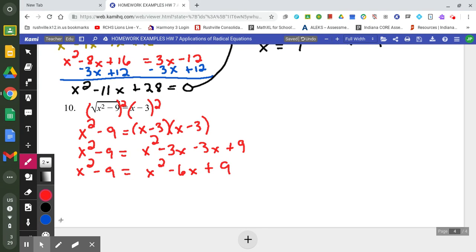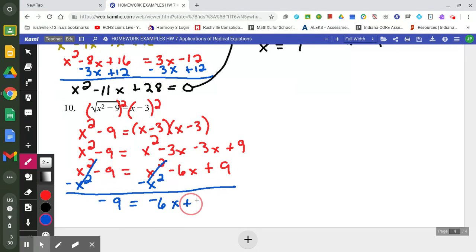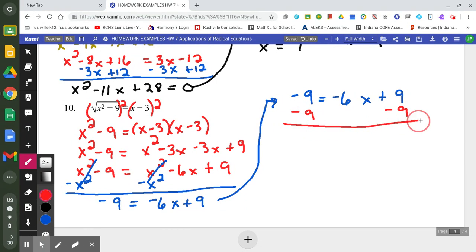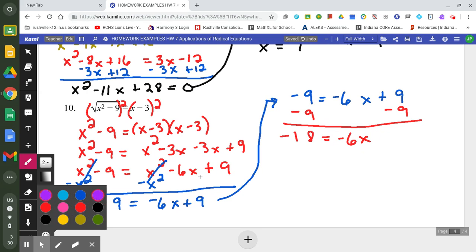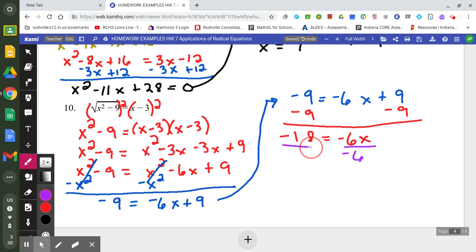So I have two x squareds and I need them on the same side of the equal sign. So if I do minus x squared, ooh, I kind of like that because those cancel and then I don't have to worry about splitting the middle or quadratic formula. But I do have to keep solving for x. And so I'm going to have to rewrite that up here. Okay, so I'm going to subtract 9 on both sides of the equal sign. So -18 equals -6x. And then my final step, divide by the number in front of the x. So my answer will be 3.